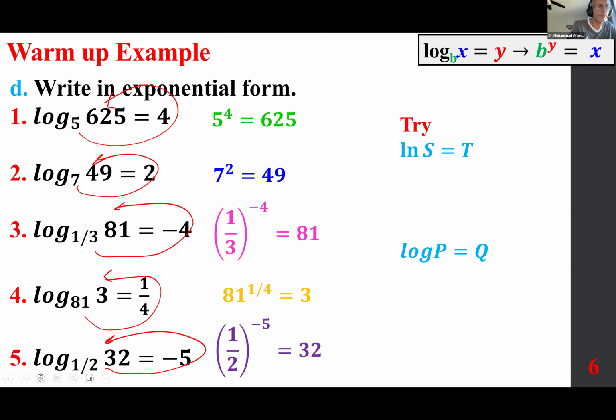What about those? Again, go with the arrow. Ln, you don't see any base, you know the base is e, so e to the power of t must be s. Log, you don't see any base, the base must be 10, 10 to the power of q must be p. This is just to remind you how things work. And of course, the expectation is that you're very comfortable with those. If you're not, make sure you practice because we are going to need them for this section.